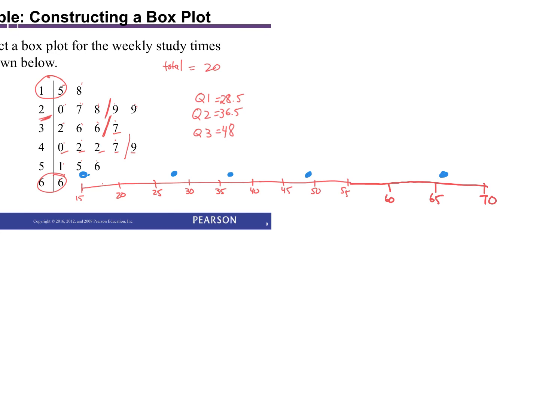So drawing in my box and whisker plot, here's the whiskers. And here's the box. Right there. So that's at 36.5, 48, 66, 15, and 28.5. There's my box and whisker plot.